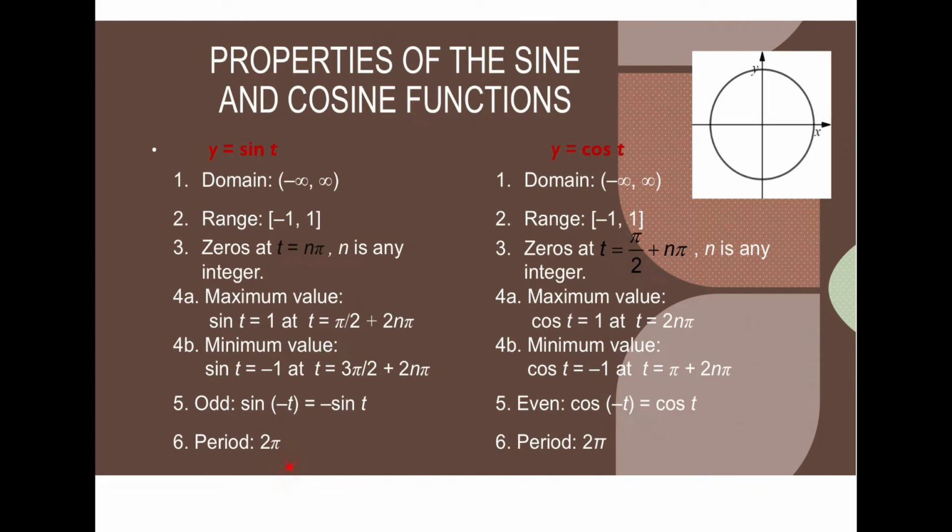And both of these have the same period, meaning they repeat every time we've gone around the circle one time, right? So they repeat at every 2 pi. That is the period of both the sine and the cosine function.